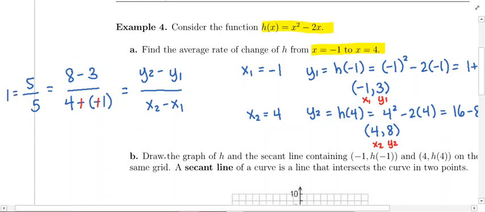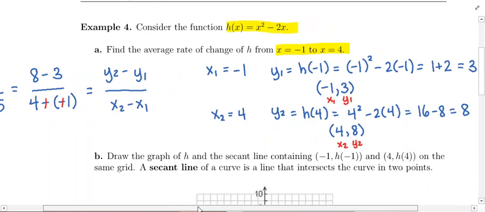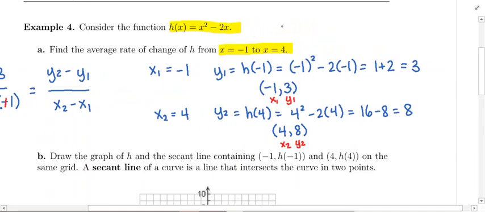Okay, so that is the answer. Average rate of change is a slope. I usually abbreviate it AROC. The average rate of change here is 1. Not a very interesting answer, but that's what it is.